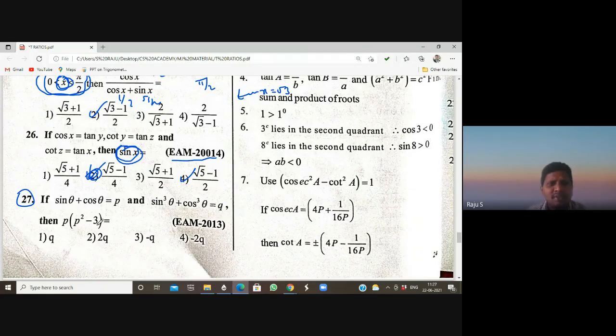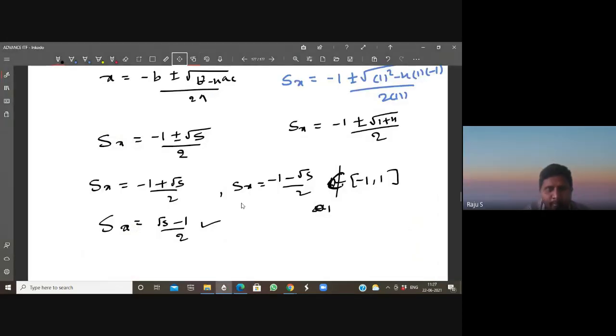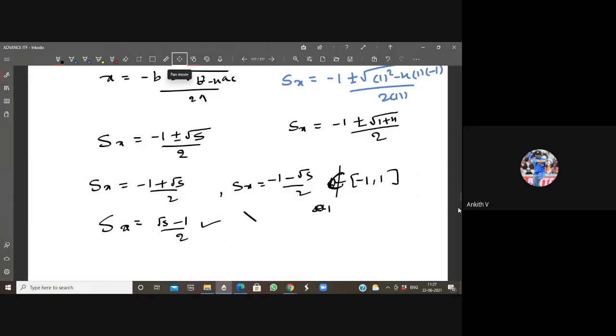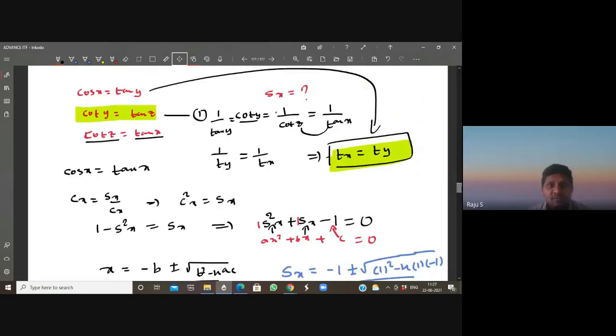The 27th one. P is given, P square minus 3. See, the first few steps are important here. Tan y you can convert in terms of x. With the help of these two conditions, I found tan y in terms of x. Then substitute here, then we'll get the equation in terms of x.